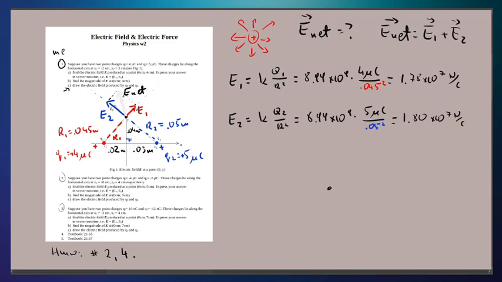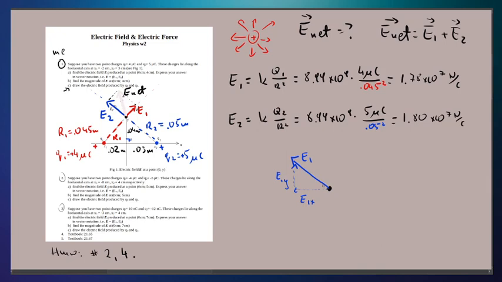So let me redraw the picture here. I have the point of interest, and E1 points to the left. So E1 points like this. I wanted this in blue. All right, so E1 points to the left. This is U1, and this thing is going to have the x component pointing in this direction, so E1x, and it's going to have the y component pointing in this direction, so E1y.